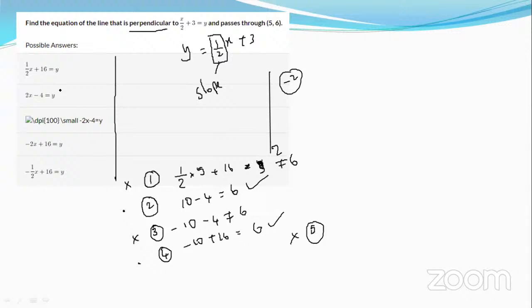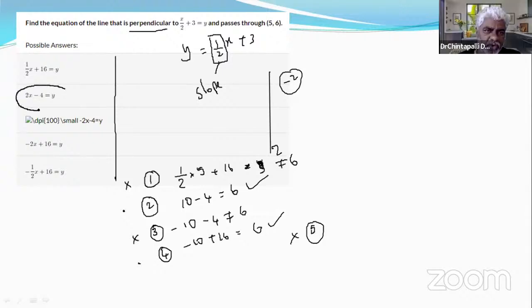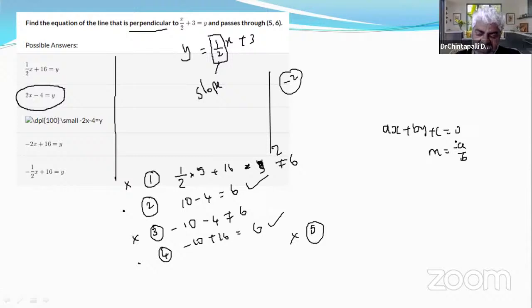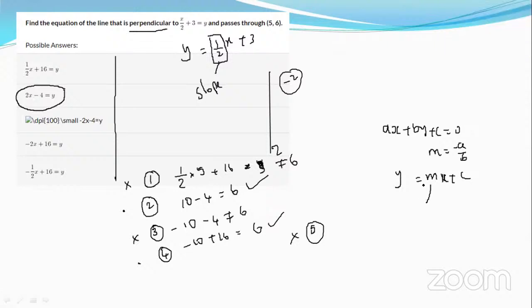Take option 2. What is its slope? If the equation is in the form of ax plus by plus c is equal to 0, its slope m is equal to negative a by b. If the equation is in the form of y is equal to mx plus c, then its slope is equal to m.